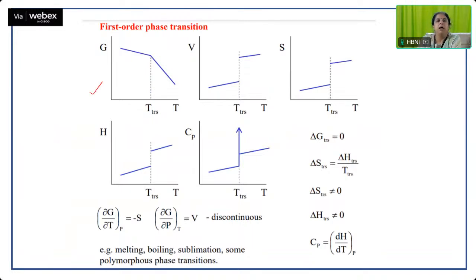Okay. How can you represent the volume? Volume is discontinuous, and the higher temperature phase will have higher volume. So this is V1, and at phase transition, it is discontinuous. So delta V is not equal to 0. As I can see, there is a jump in volume. This is V2. Similarly for entropy and similarly for enthalpy. So this is what I want to show you here.